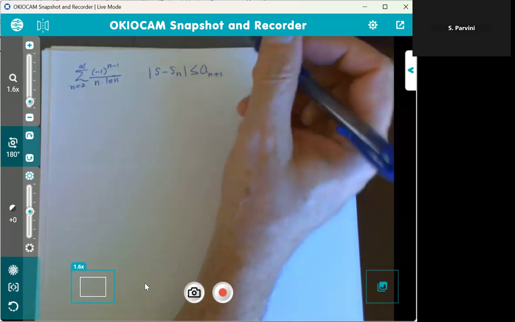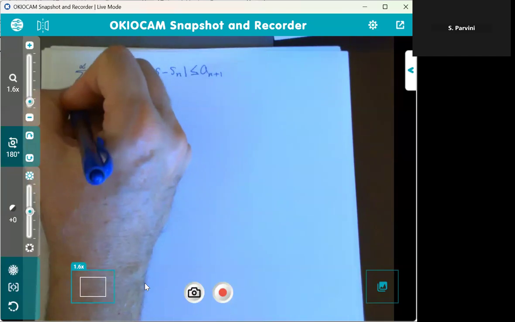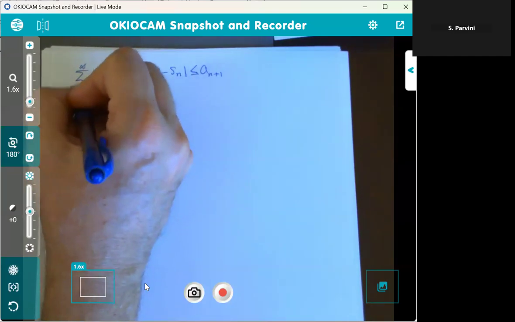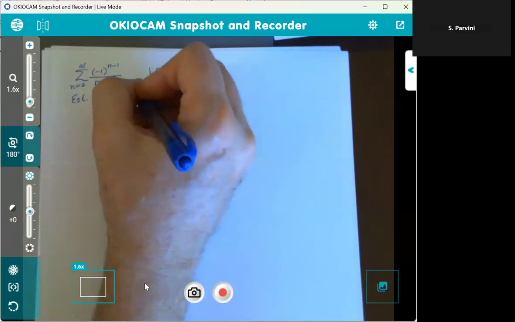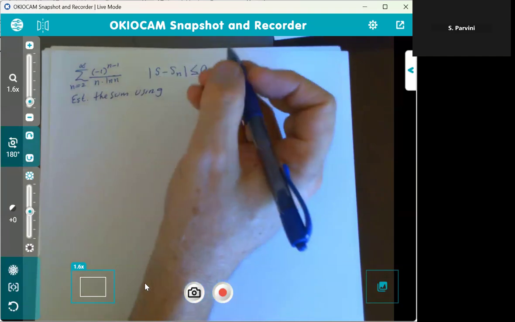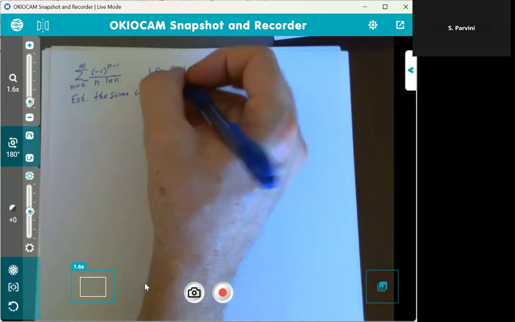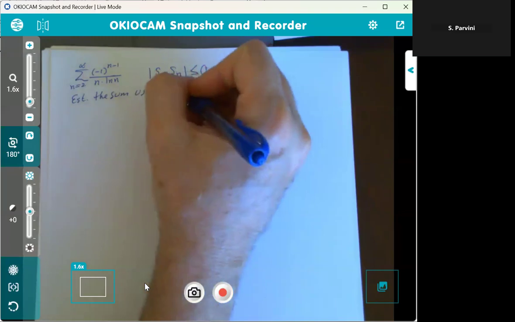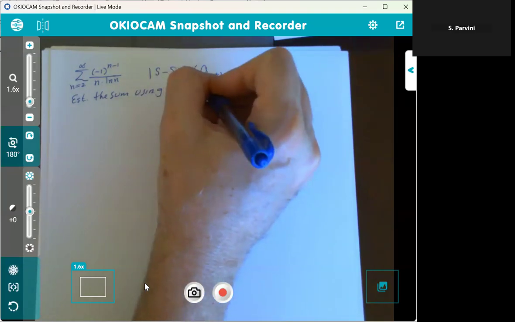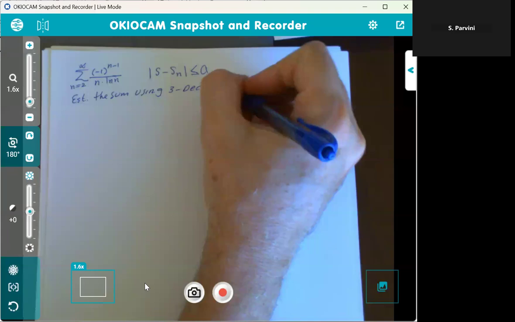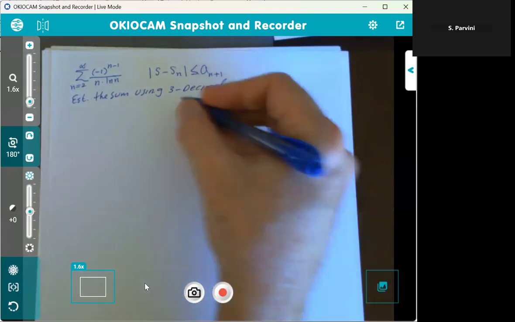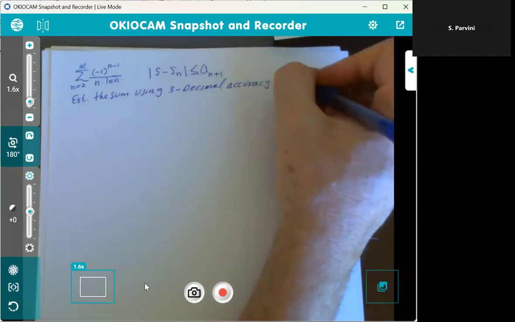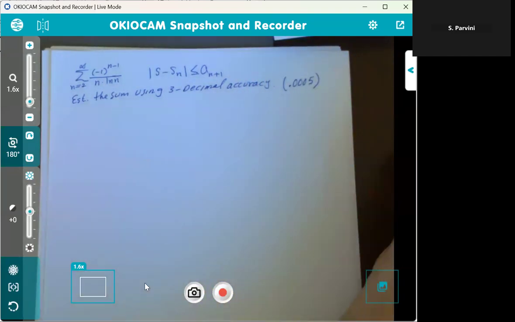Okay, and suppose the question is this: we want to estimate the sum using, let's go, 3 decimal accuracy. In other words, accurate to 3 decimals. Now remember, 3 decimal accuracy means 0.000 and a 5. That's 3 decimal accuracy.